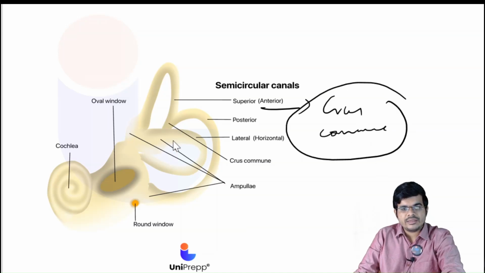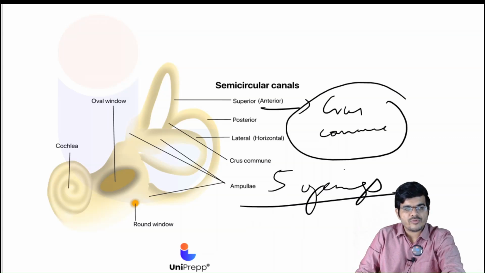That opens into the utricle, and similarly the ampullated ends also open into the utricle. So into the utricle the three semicircular canals open via 5 openings.